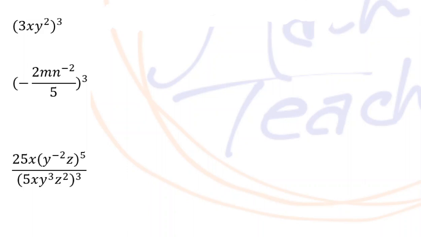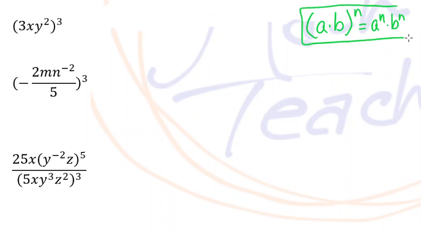And here's the rule. It goes like this: a times b in parentheses to the power of n equals a to the n times b to the n. So we could call this the distributive property of powers. That's not really what it's called, but it kind of looks like the distributive property.